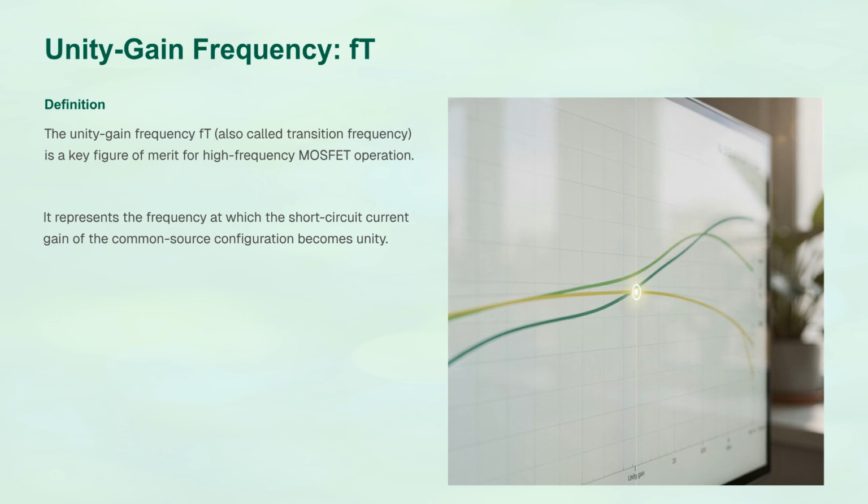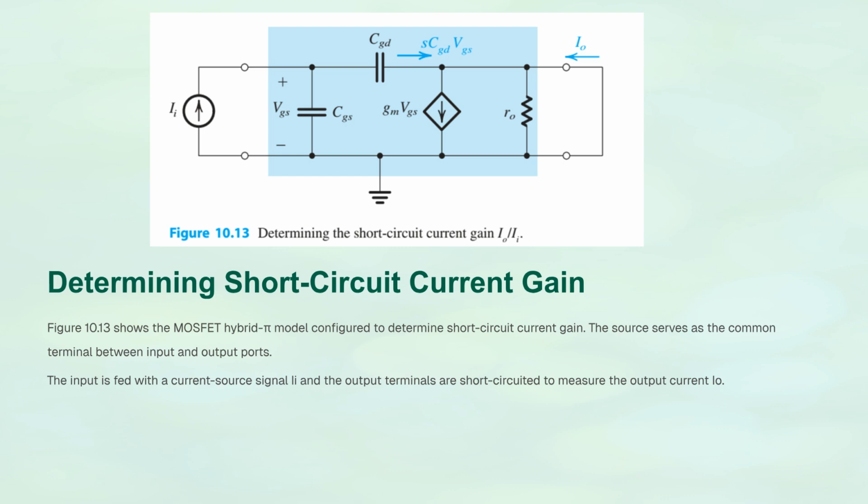The unity-gain frequency, fT, also known as transition frequency, is a key metric. It is the frequency where the short-circuit current gain of the common-source configuration drops to unity. It signifies the device's high-frequency capability. To determine the short-circuit current gain, we use the hybrid-pi model. An input current signal, I_i, is applied to the gate, and the output terminals are short-circuited to measure the output current, I_o, at the drain.